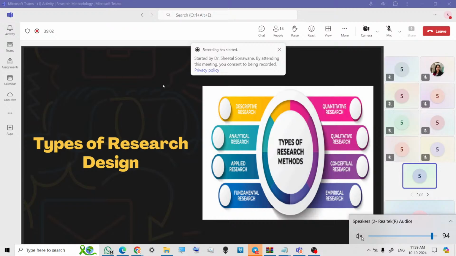Now we will see the types of the research design. There are different research designs, but today we are focusing on the quantitative research. This type deals with the numbers and measurable data, making it perfect for studies like vaccine trials or analyzing the productivity.